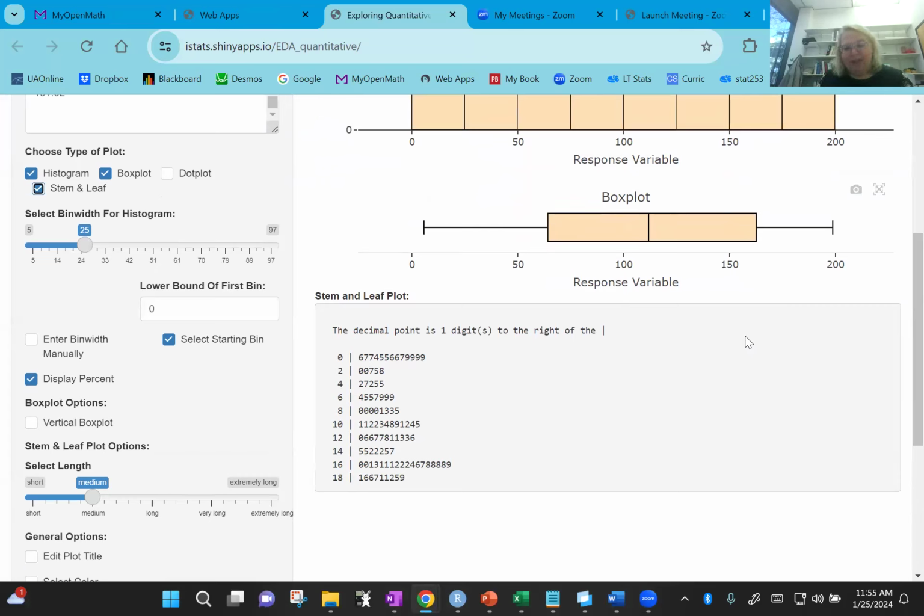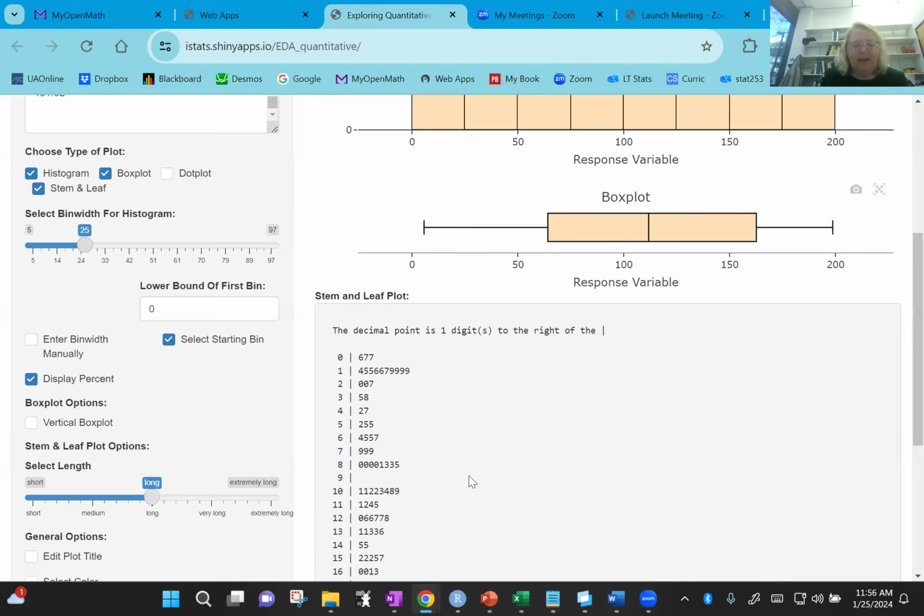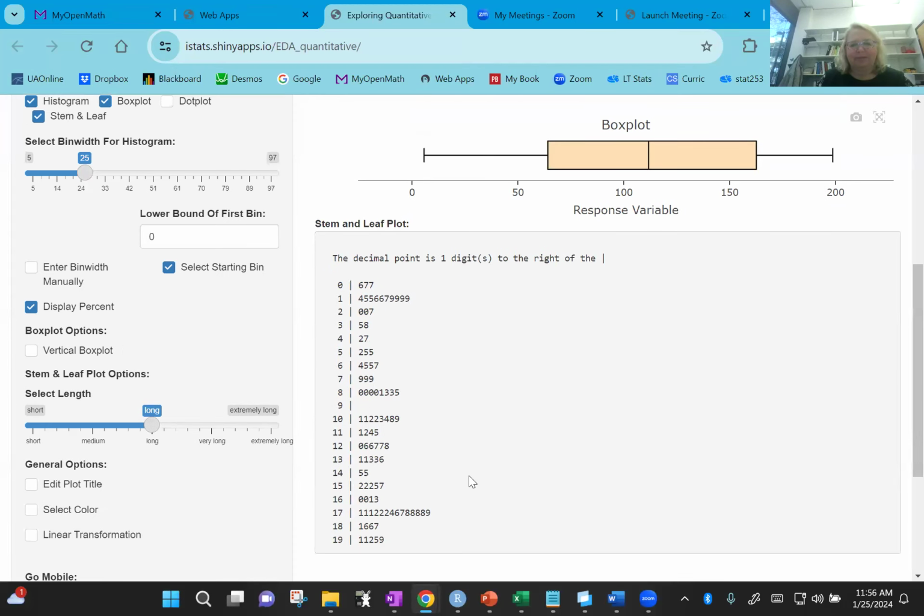A stem and leaf plot generally has the first digit of every number over here on the left side. In this case, we do not. In this case, it has 0, 2. So this is representing the zeros and the ones. This is representing the 2s, and the 3s, 4s, and 5s. I don't like that way, so I'm going to lengthen it. I move over here to select length and make it so it's showing me everything.